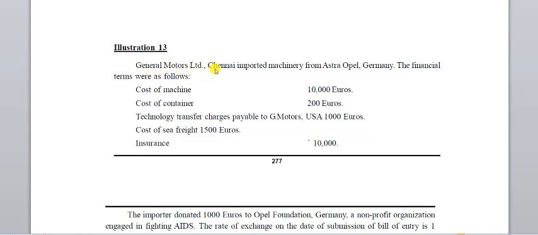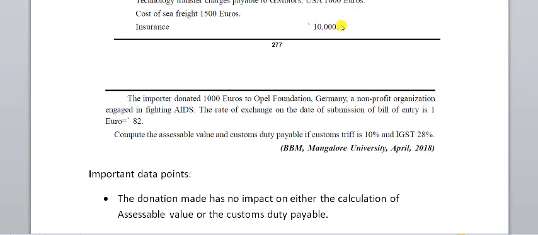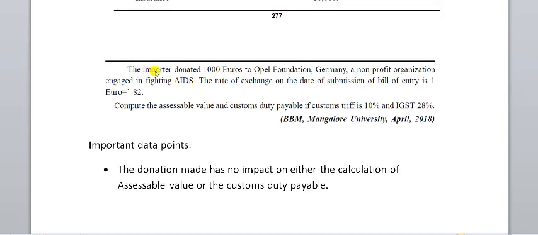General Motors Limited, Chennai imported machinery from Astra Opel, Germany. The financial terms were as follows. Cost of machine 10,000 euros, cost of container 200 euros, technology transfer charges payable to General Motors USA 1000 euros, cost of sea freight 1500 euros, insurance 10,000 rupees. The importer donated 1000 euros to Opel Foundation Germany, a not for profit organization engaged in fighting AIDS.